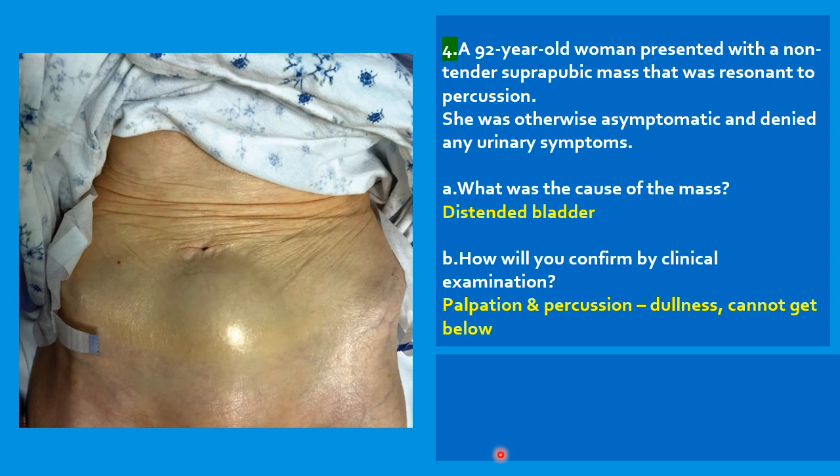It is very interesting that in this patient, it was a pneumobladder. That means a bladder containing air. How does air get into this bladder? In this patient, the CT scan showed a colovesical fistula caused by diverticular disease. So acute diverticular disease causes a colovesical fistula, thereby the bladder is filled with air instead of urine, and so it is resonant to percussion.